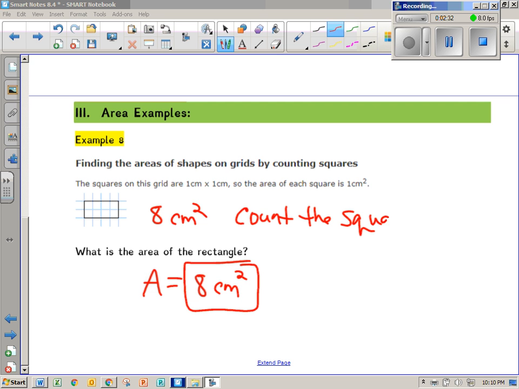Now you can see the reason why we would need a formula is not every figure, number one, is placed on a grid, or is it convenient to put on a grid, but also the little squares aren't always full. You may have a portion of a square in a particular shape. So let's keep going.